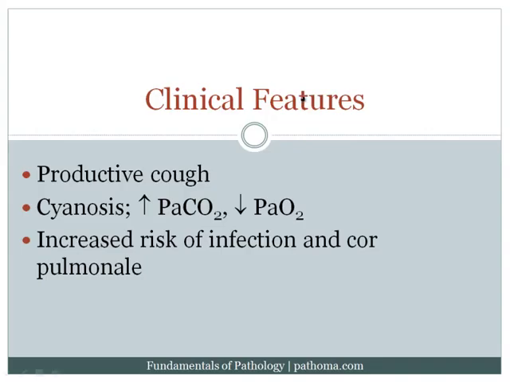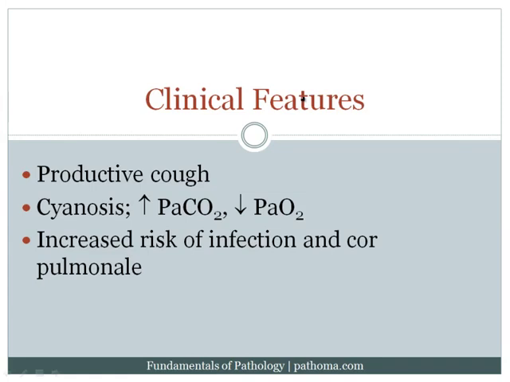Now, these patients with chronic bronchitis are going to present with a productive cough, but that makes sense because they're making a ton of mucus, and that ton of mucus is going to come out as a cough. So that's a classic clinical feature, and there's no rocket science here. Another important finding is that they're going to get an increase in the PaCO2 and a decrease in the PaO2, and that's going to present as cyanosis, or blue discoloration, in the patient.